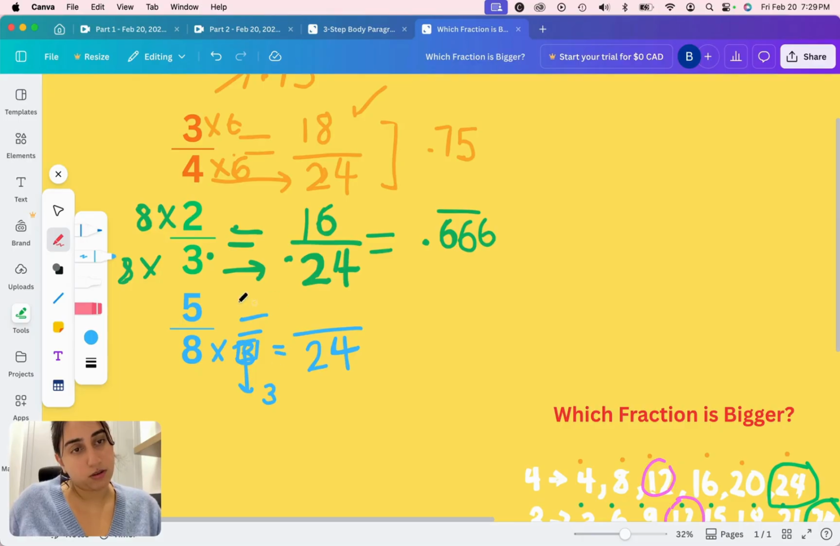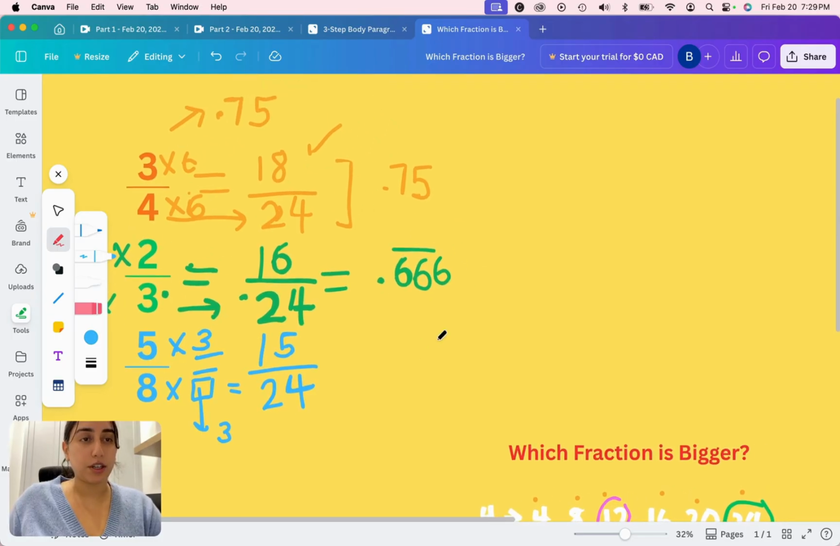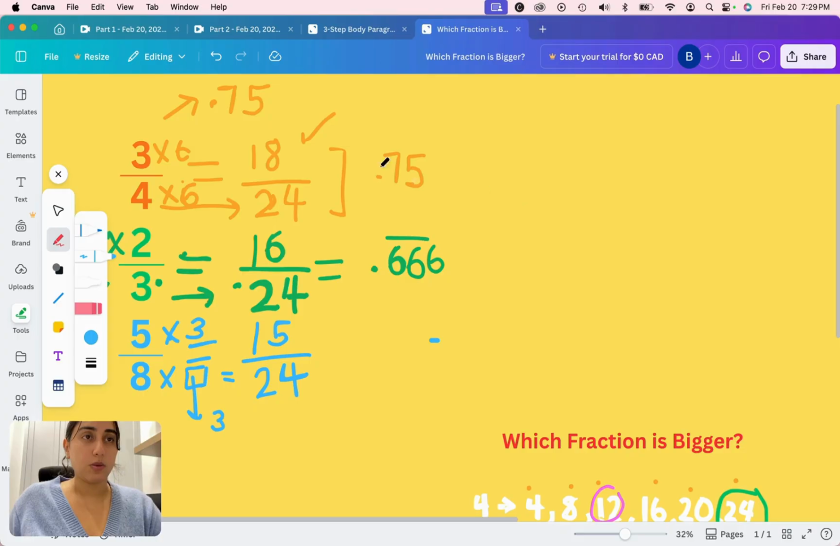So we have to do the same thing here. What you do to the bottom, you do to the top. So 5 times 3, and that'll give us our numerator. So 5 times 3 is 15. Now we're at a point where we can actually compare these fractions very easily.